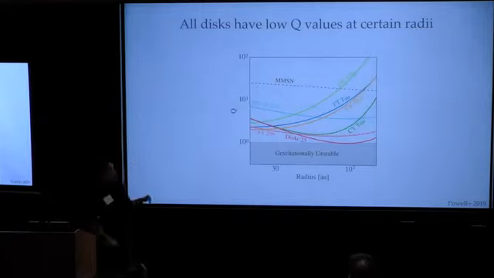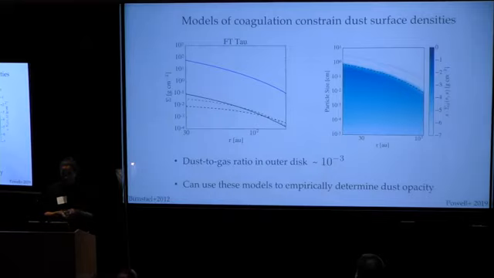But the low Q values in the sample in general might indicate that at least some disks do not accrete efficiently.